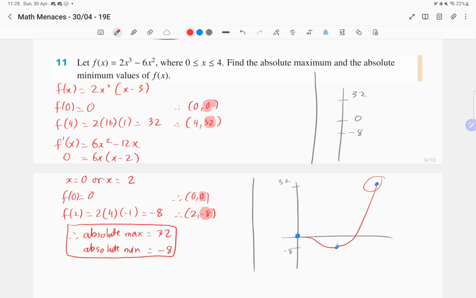So the challenge for you guys, when you get to this chapter, try to explain it to your friends. If anyone is a bit confused, try to explain to your friends. If you can explain to your friends, it will really help you with your understanding.